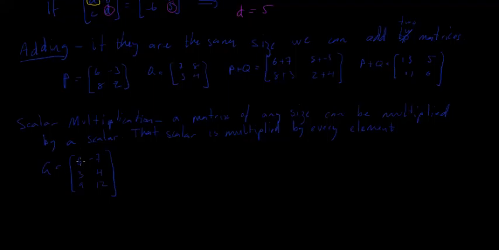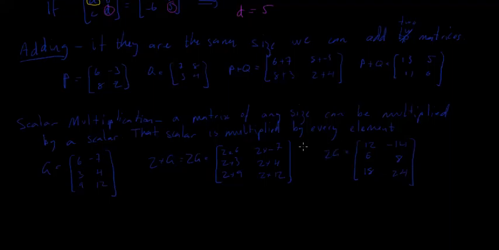Say we have matrix G, then 2 times G, or 2G, is going to be equal to 2 times 6, 2 times 3, 2 times 9, etc. So 2 times 6 is 12. 2 times 3 is 6. 2 times 9 is 18. 2 times -7 is -14. Then 8 and 24. So that would be 2G, where G is multiplied by the scalar 2.